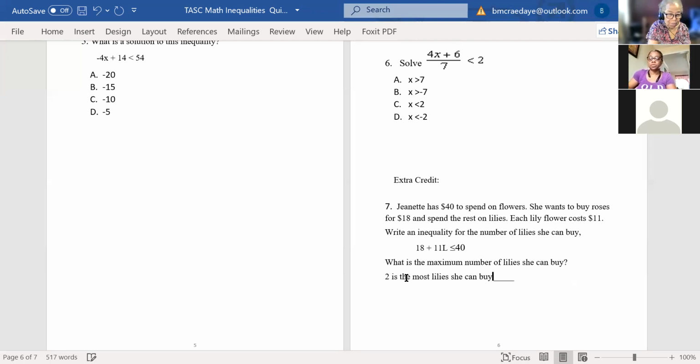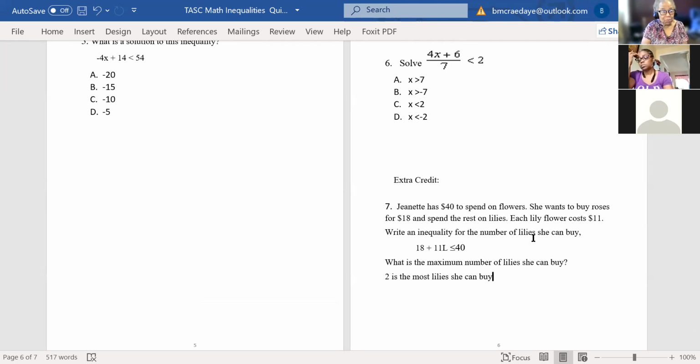I didn't do the lesson thing. I just subtract the 18 from the 40, that's 22, and divide by 11 and get 2. But the inequality, did you write your inequality, Maureen? Did you have 18 plus 11L less than or equal to 40? Well, I just do mental math. I take away the $18 from the 40.